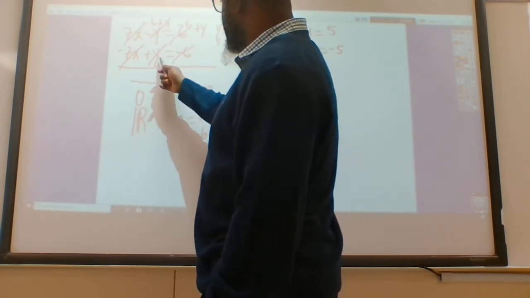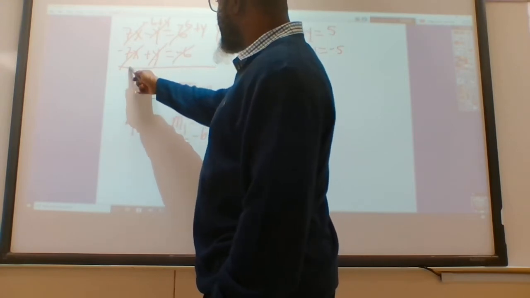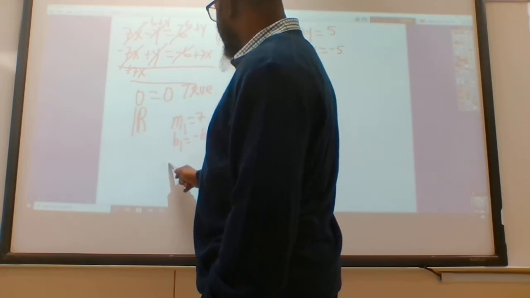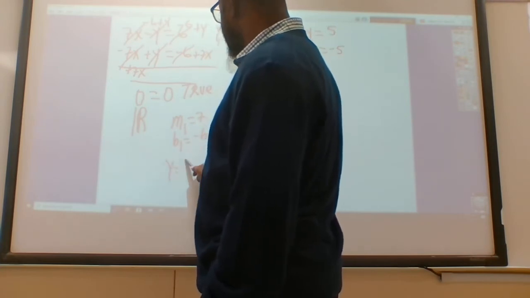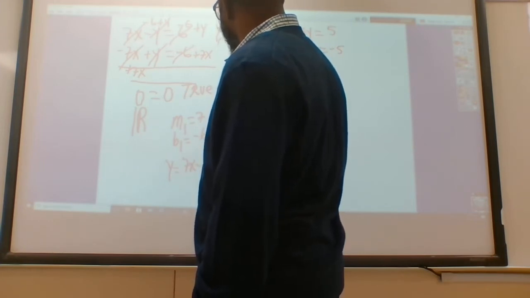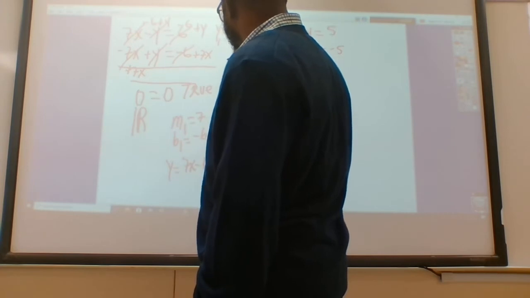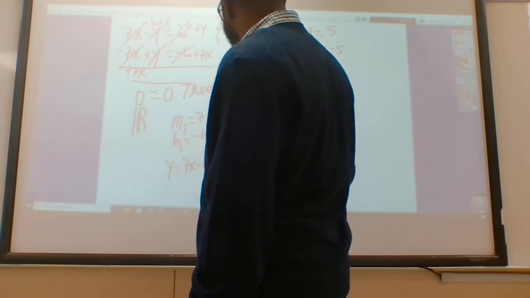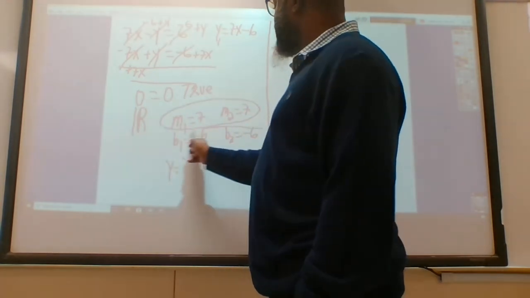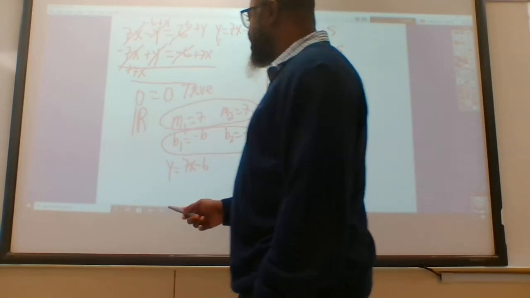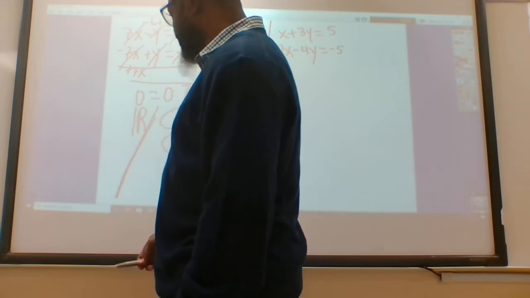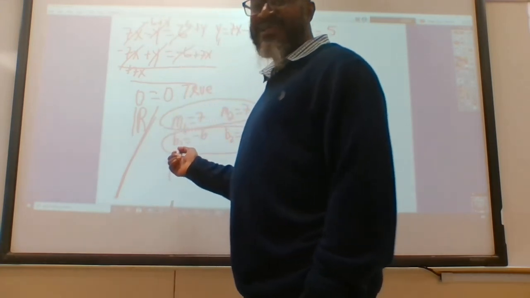So for the second equation, if I'm solving for y, I will have to add 7x on this side, and I will have y equal 7x minus 6. My second slope will be 7, and my y-intercept will be negative 6. As you can see, the slopes are the same, the y-intercepts are the same. Therefore, you're dealing with the same line. If you were to graph it, it will be a line on top of another line. The system is said to be coinciding.